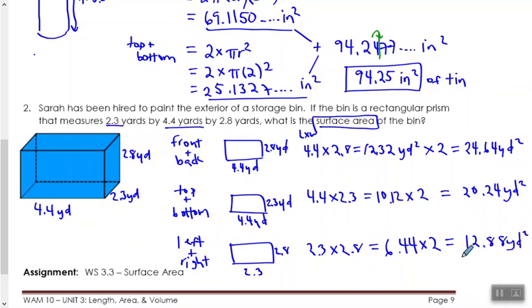yards squared. Now to find the surface area of your whole object, add all your sides up, and you should get 57.76 yards squared. 57.76 yards squared is the surface area of that bin. Okay, I am really sorry for my writing. All right, so you can do your 3.3 surface area assignment, and you're good to go.